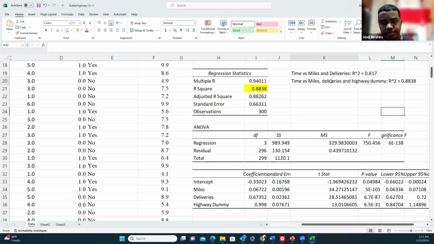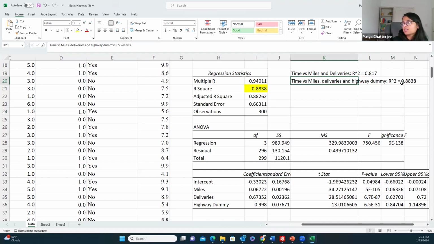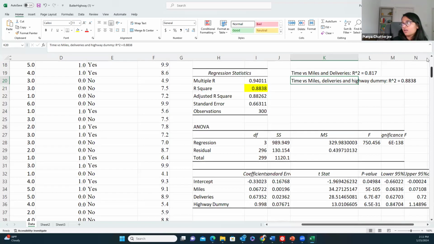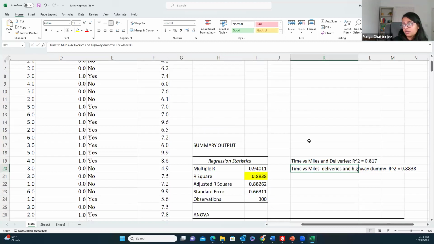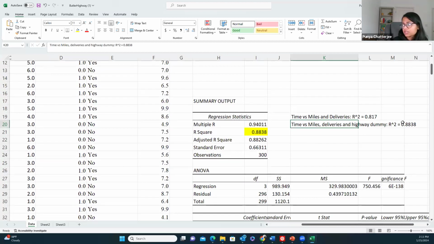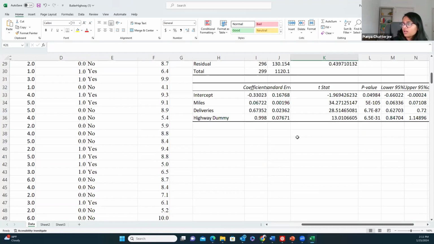The second one, right? Because we have a higher R square, and basically the highway dummy explains 7% more of the variability of Y, right? So it can explain 7% more. It's just the difference between the R squares. All right. So next, let's write down my regression equation.